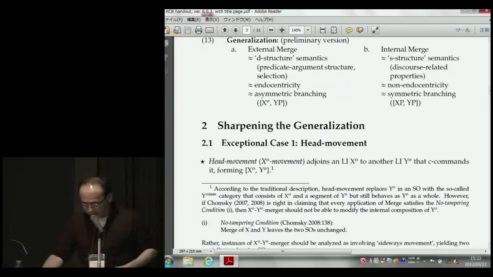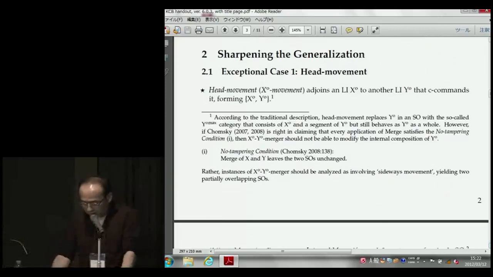2. Sharpening the generalization. Obviously, the observation in 13 is quite rough as it stands now, and it faces a couple of difficulties in explaining the whole variety of linguistic structures. One of the most obvious problems is that it fails to explain cases where external merge yields symmetric structures. Two obvious cases that come to mind are head movement and the merger of an external argument. We will discuss them one by one and sharpen 13 in such a way that it can accommodate its apparent counterexamples. 2.1, exceptional case number 1: head movement.